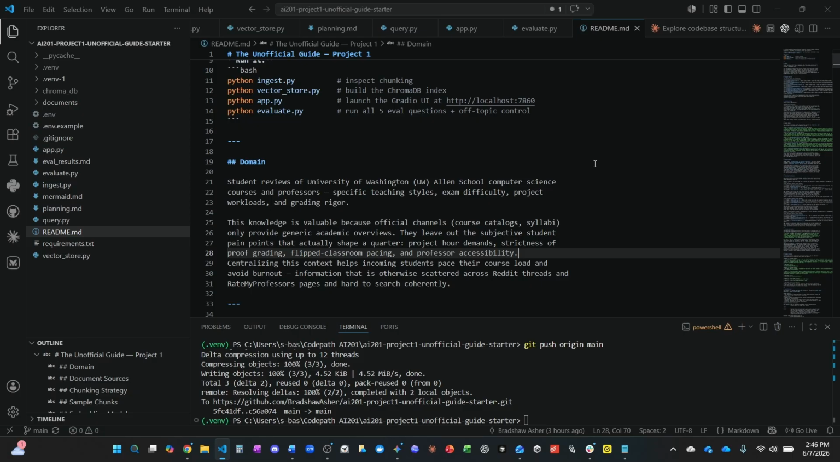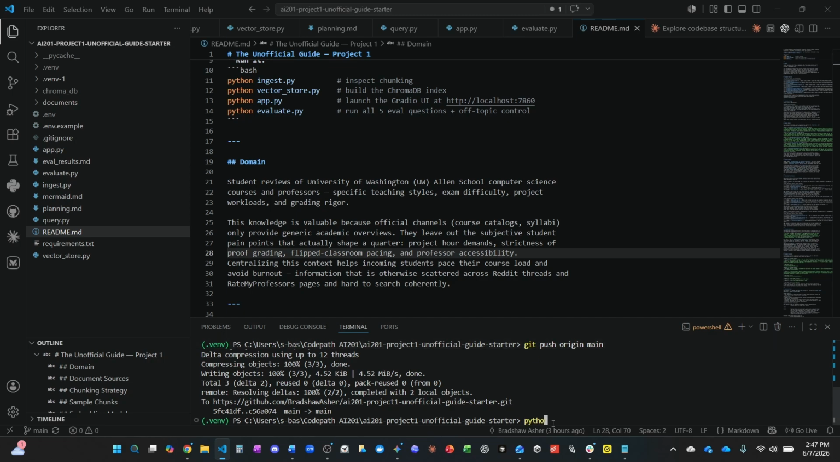It answers student questions about CS course workloads, professor teaching styles, and Allen School advice, using a collection of real student reviews. Everything it says is grounded only in these documents. If it doesn't have info, it tells you instead of making something up. Let's see how it works.